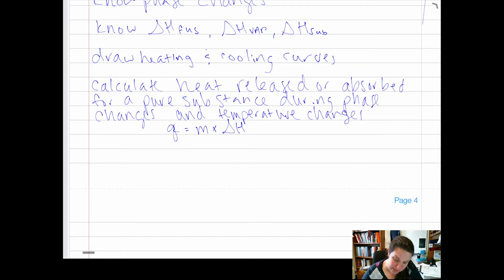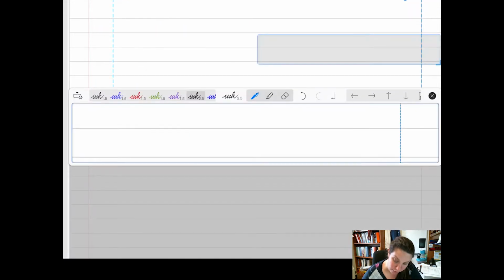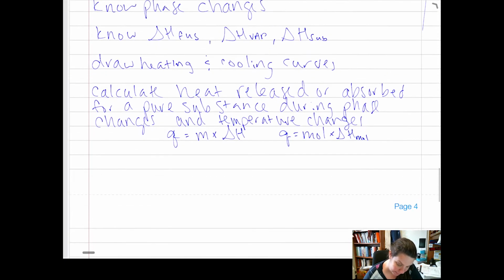If your delta H is given in kilojoules per mole, you'll do Q is equal to moles times delta H molar. So make sure you can convert between grams and moles, and make sure that you pay attention to your units with these. This is for our phase changes themselves.